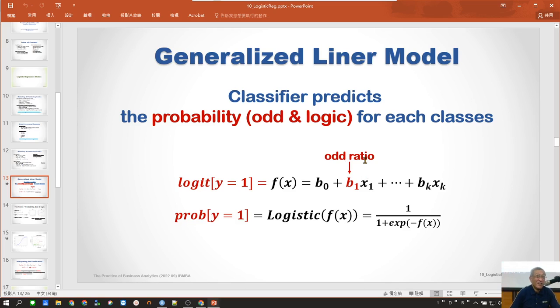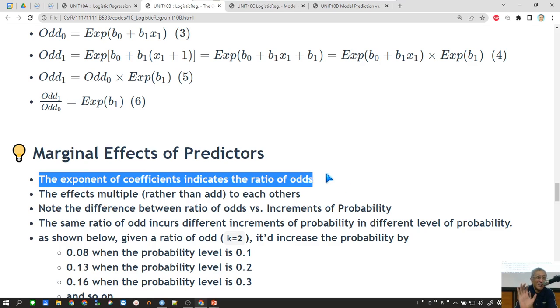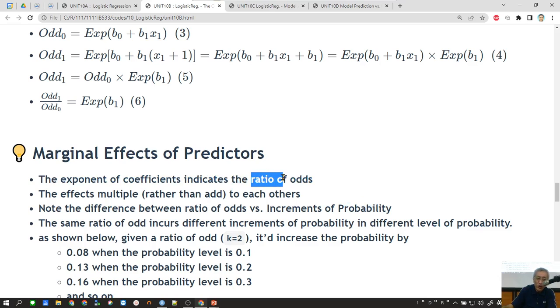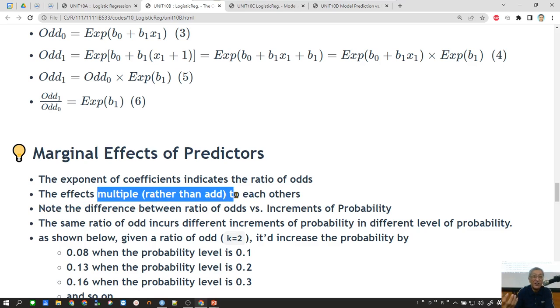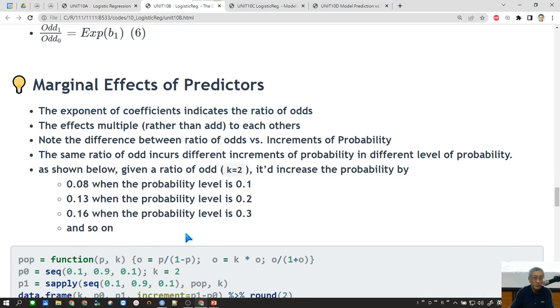Let me say it again. As you can see, the exponent of the coefficient indicates the ratio of odds. This is, in one word, very precisely, the way to interpret the coefficient of logistic regression. And because the effect is expressed in terms of ratio, the effects multiply rather than add to each other. So these are the two things that you need to know.